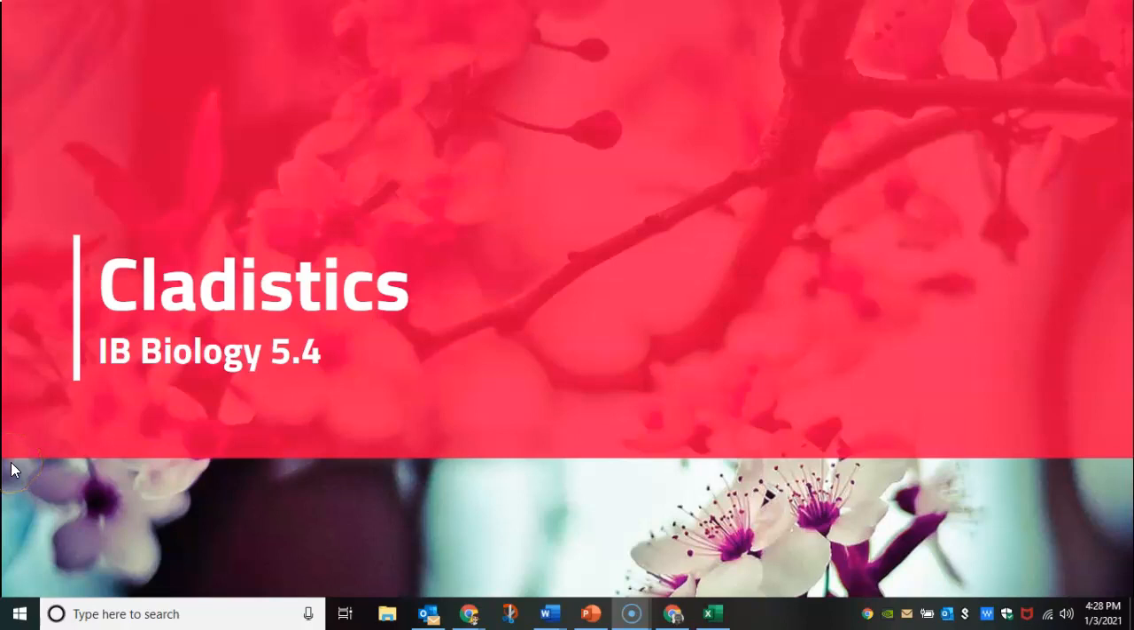Okay, welcome back to our evolution topic. We are in our fourth and final lecture for evolution, and this is one of my absolute favorite topics. It's cladistics. You'll recognize it as soon as you see it, but it is just such an interesting topic, and it's just a really cool way to visualize time and relationships of organisms.